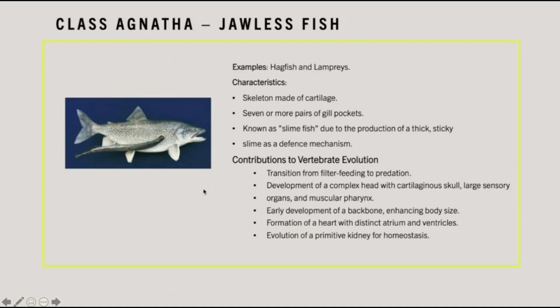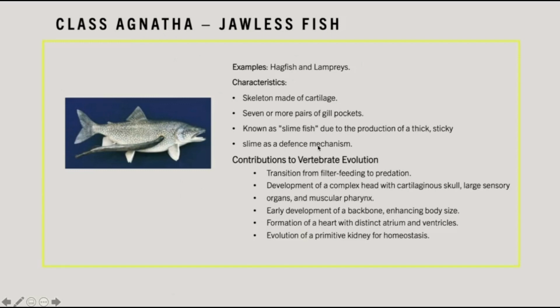The jawless fish have a skeleton made out of cartilage. They have gills in order to respire. Hagfish are known as slime fish because you have to remember that these animals are only opportunistic predators, not actually predators in their own right. So they still have to watch out for other bigger fish. They are able to produce a thick mucus slime so that they're able to slip away from predators. Now, what are their contributions to vertebrate evolution?